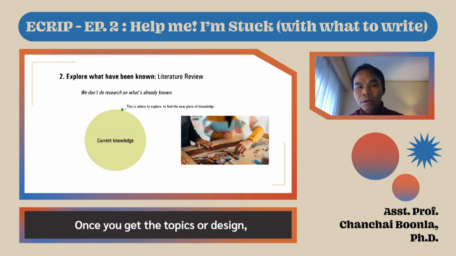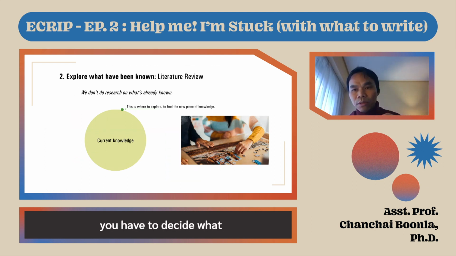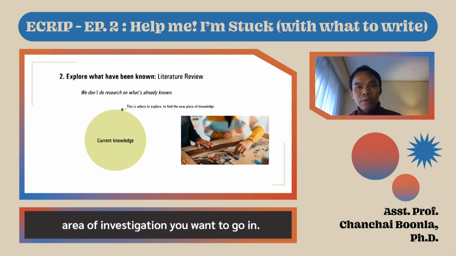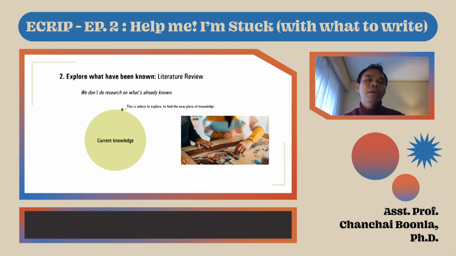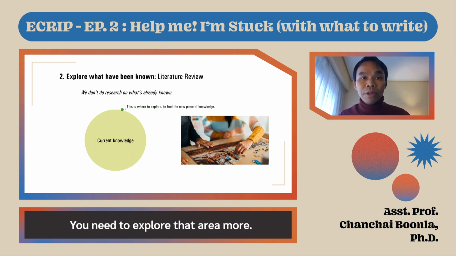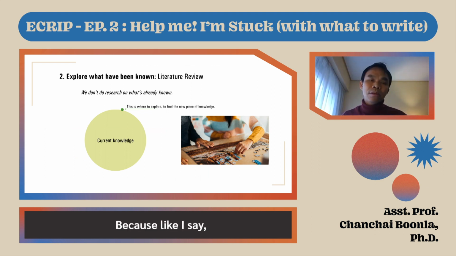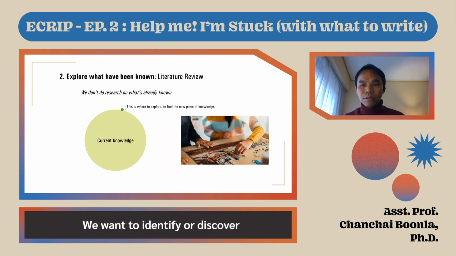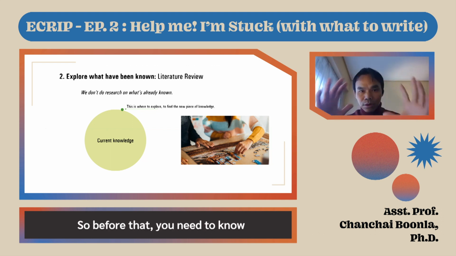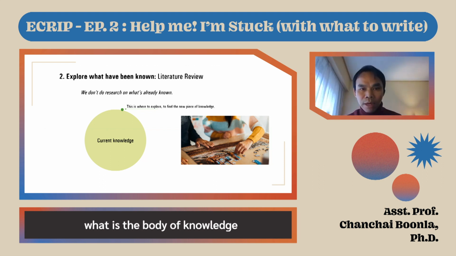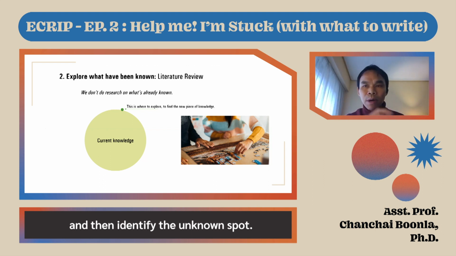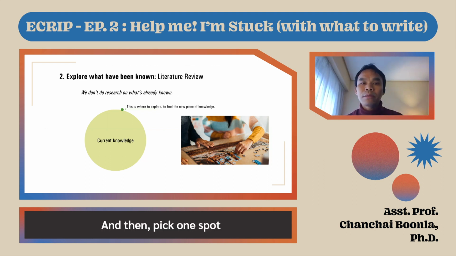Once you have the topic, you have decided what area of investigation you want to go in, you need to explore that area more. Because, like I said, we don't do research on what is already known. We want to identify or discover new knowledge. So before that, you need to know the current knowledge, the body of knowledge that people know now, and then identify the unknown spot, and then pick one spot. That is where you want to explore.